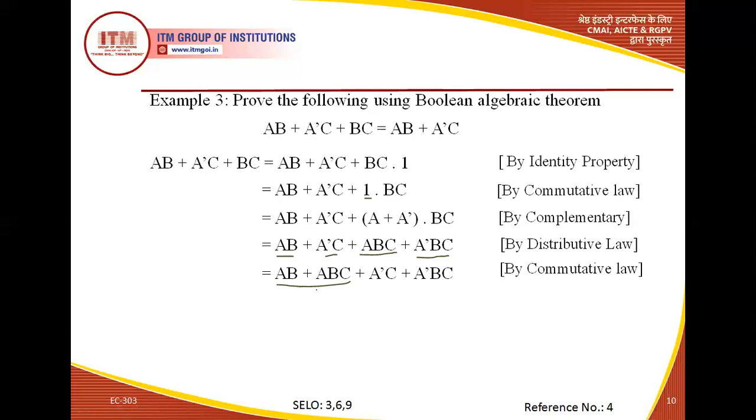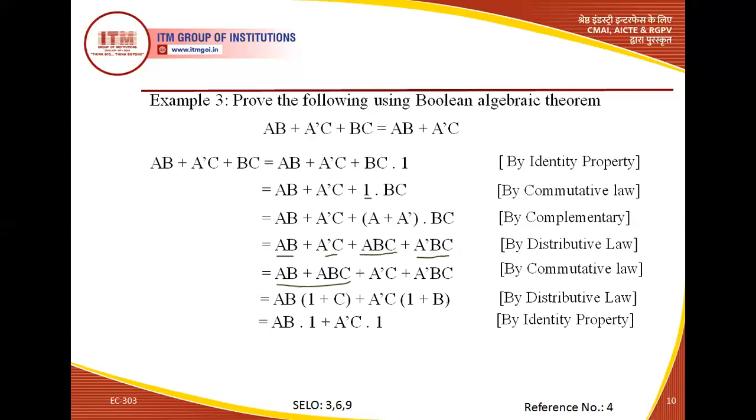And we can also use the distributive law. So we take AB as common, so in the bracket we get 1 + C, and in the other case we take A'C common, so we get 1 + B. And 1 + B or 1 + C equal to 1 by the identity property, and AB dot 1 equal to AB. And A'C dot 1 equal to A'C by using the identity property. So now we get the function AB + A'C, which we wanted to prove.